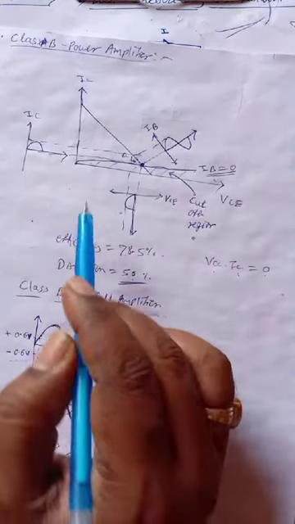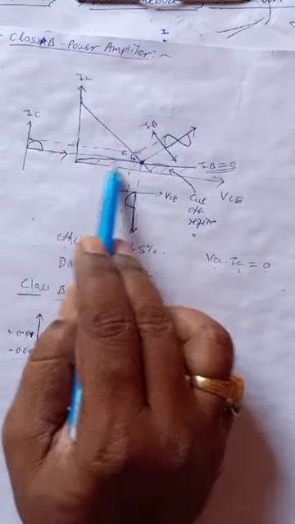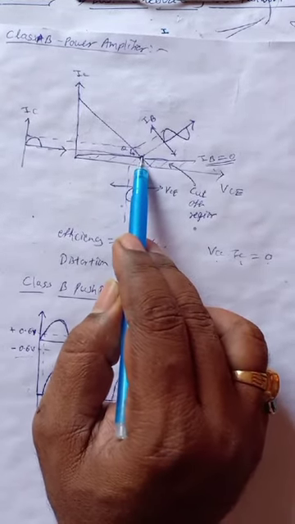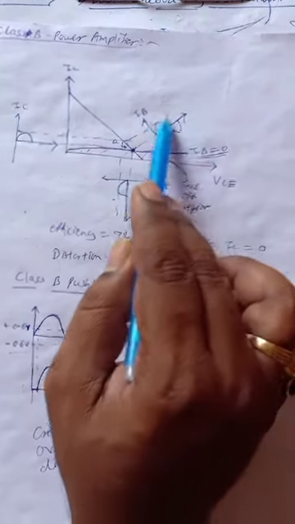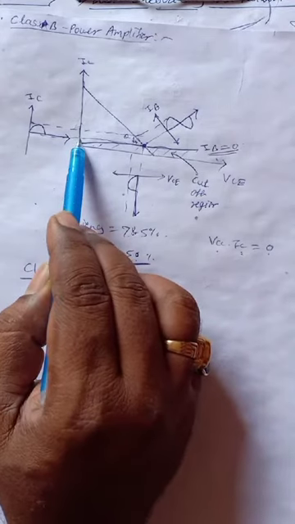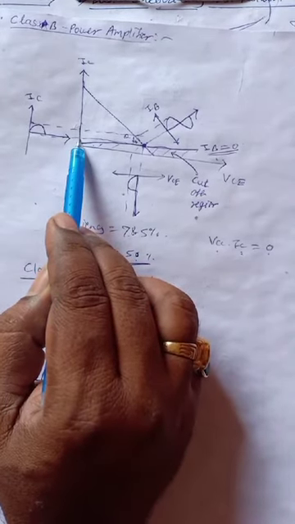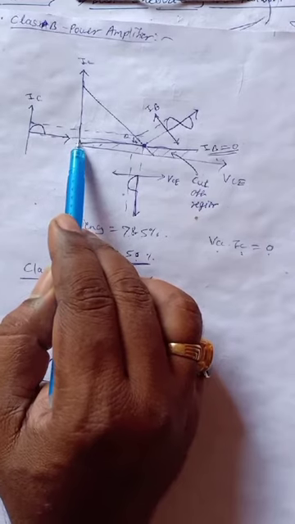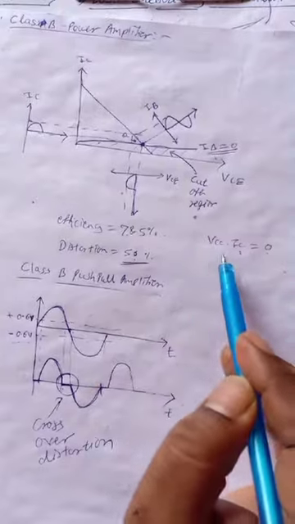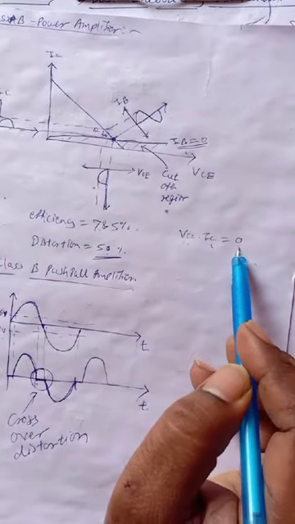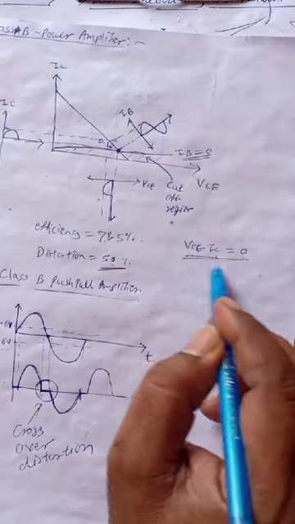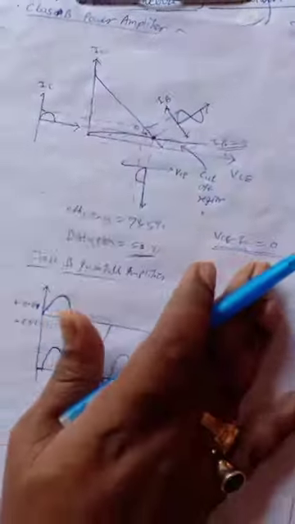But for theoretical purpose, I showed here the cutoff region, and the Q point is at the boundary of this cutoff region, so that when there is no input signal, the current through the transistor is 0. It is very small, but it is considered as 0. So as current is 0, we get VCE into IC equal to 0. So this is a power loss with a 0 input signal.